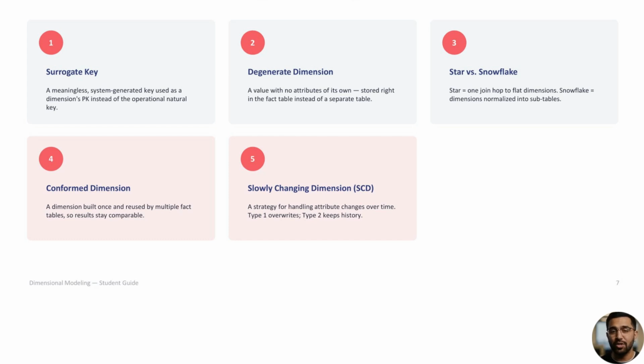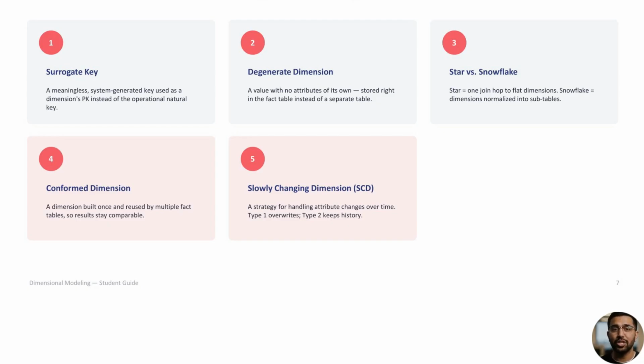Let's delve deeper into dimensional vocabulary. First, we have the surrogate key, a system-generated key used as a primary key for dimensions, replacing the operational natural key. Next, the degenerate dimension is a value without its own attributes, stored directly in the fact table. When comparing star and snowflake schemas, the star schema involves a single join to flat dimensions, while the snowflake schema normalizes dimensions into subtables. A conformed dimension is built once and reused across multiple fact tables, ensuring consistent results.